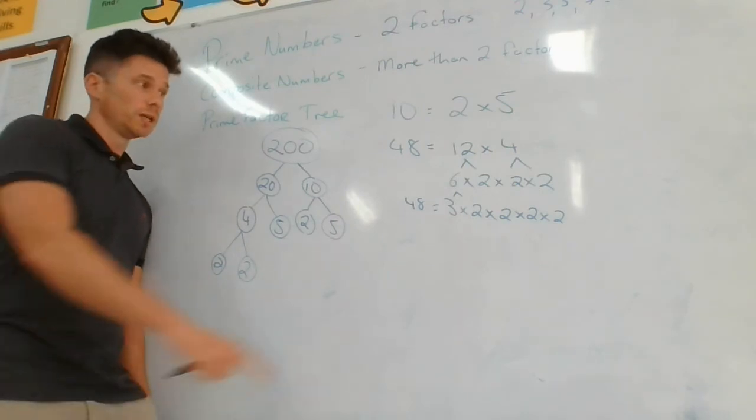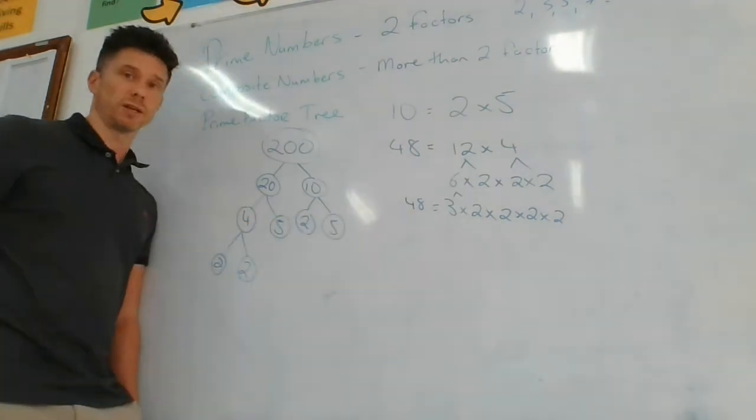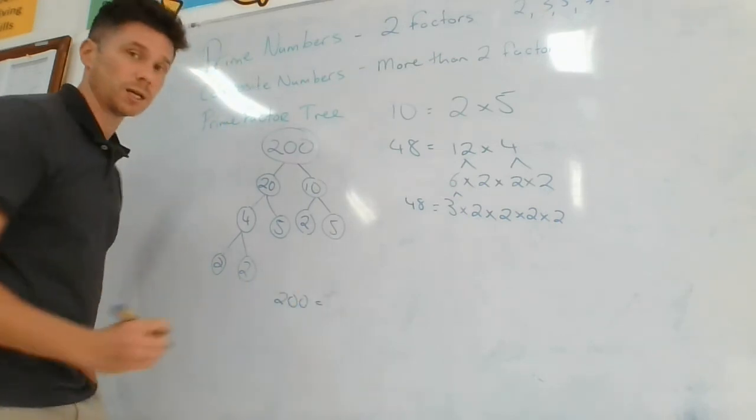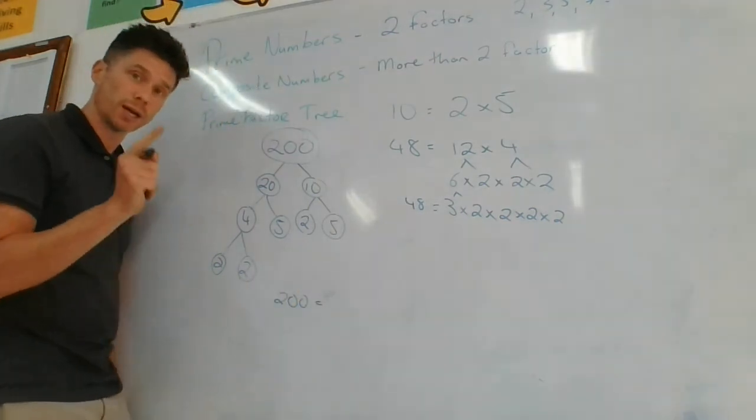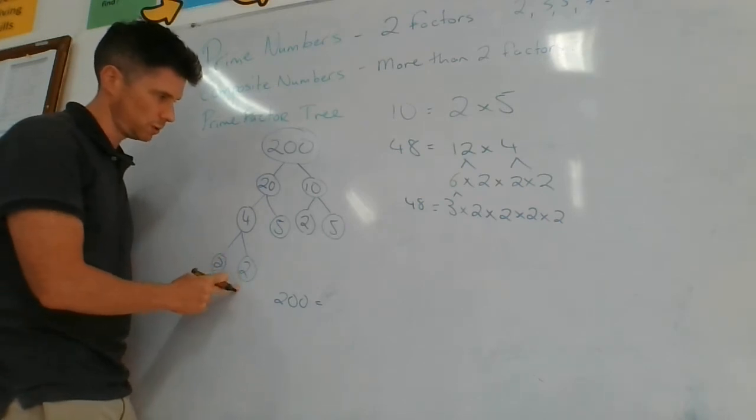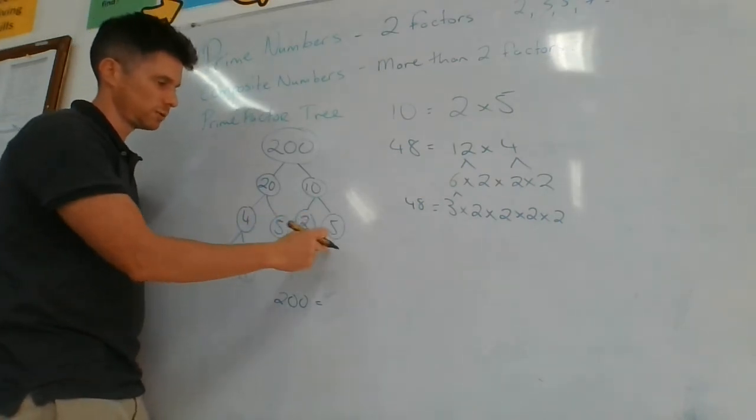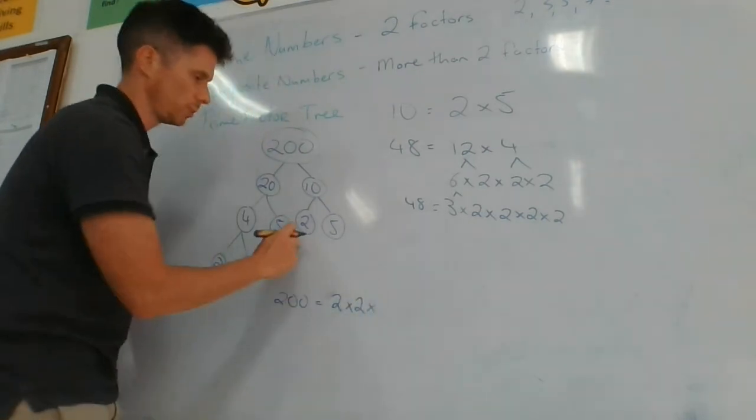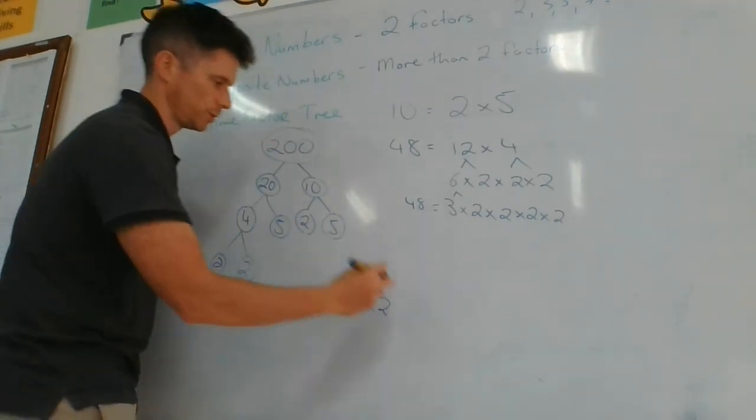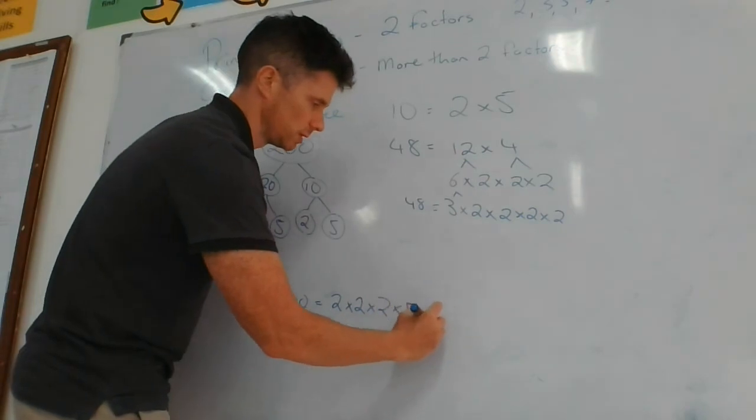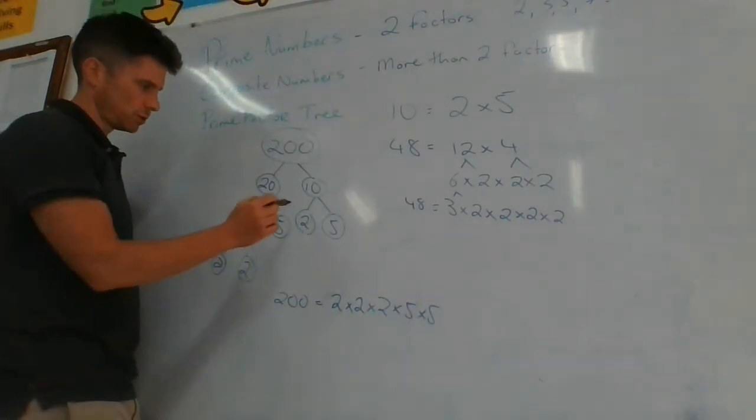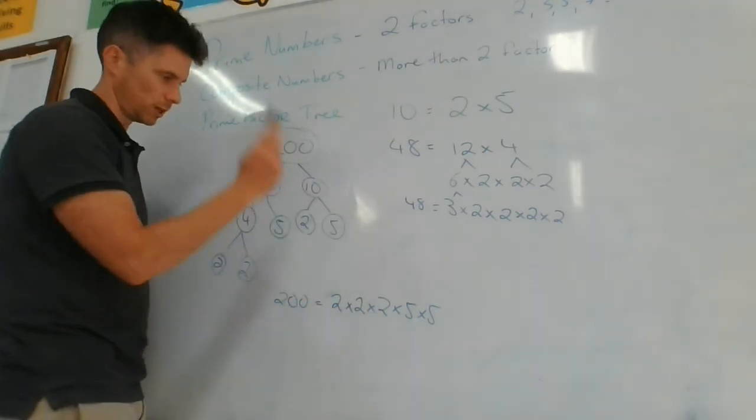Now what I need to do is finish off like I've written here. 200 can be obtained by multiplying prime numbers: 2 times 2 times 5 times 2 times 5. So let's test it. I'm going to put the 2s in order, and then I'm going to multiply by 5s afterwards. Just neater. 2 times 2 times 2. Okay, I got it right.